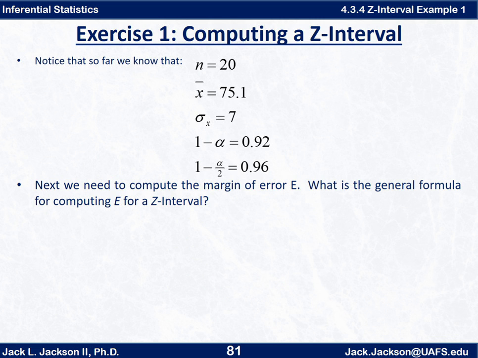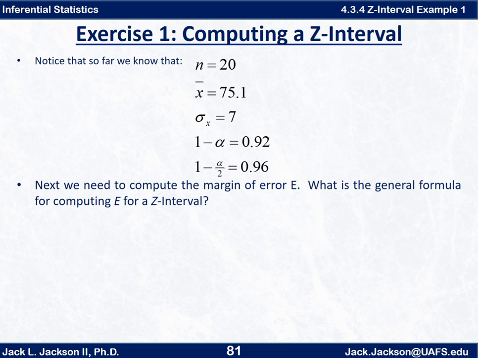Okay, so far what do we have? We have n equals 20, x bar equals 75.1, sigma of the x's is 7, 1 minus alpha is 0.92, and 1 minus alpha over 2 is 0.96. So the next step is that we need to compute the margin of error, E.